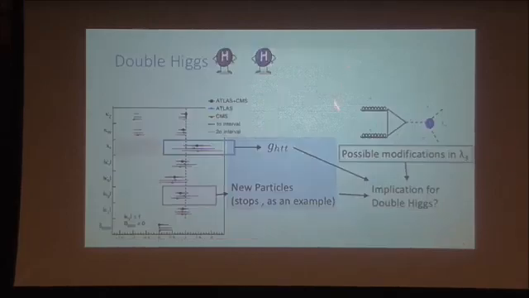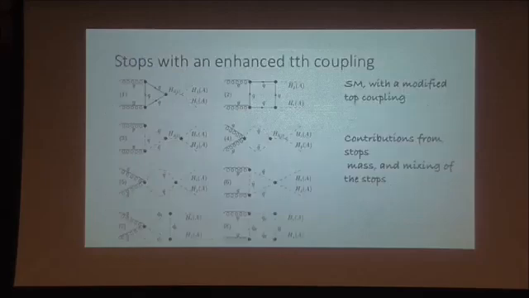So I just showed you how a modified trilinear coupling can affect double Higgs. Now let's talk about an enhanced top coupling and a new particle running in the loop, and I'm going to use stops as an example. With an enhanced top coupling for double Higgs production, I still have these two diagrams, the triangle and the box, but with an enhanced top coupling here. And then I also have the same diagrams but putting stops here instead of top. So they are diagrams 3 and 8.